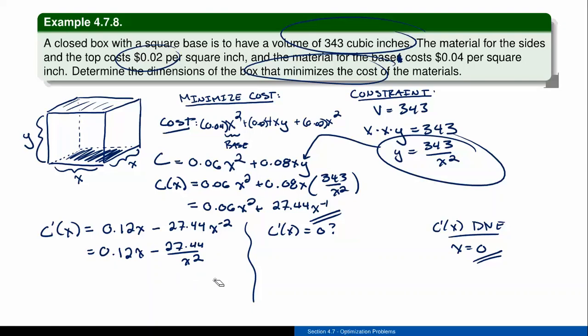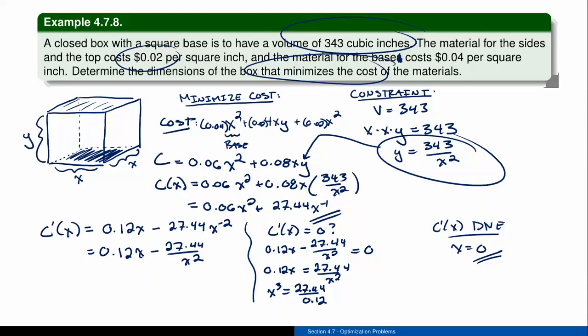For the other thing, I have to look at when this is actually going to equal 0, so I have to solve this equation: 0.12x minus 27.44 all over x squared, and I want to know when this is equal to 0. I'm going to bring this expression over to the right-hand side, which says 27.44 all over x squared, and then multiply the x squared over and also divide by that 0.12, giving me that x cubed is going to be 27.44 all over 0.12.